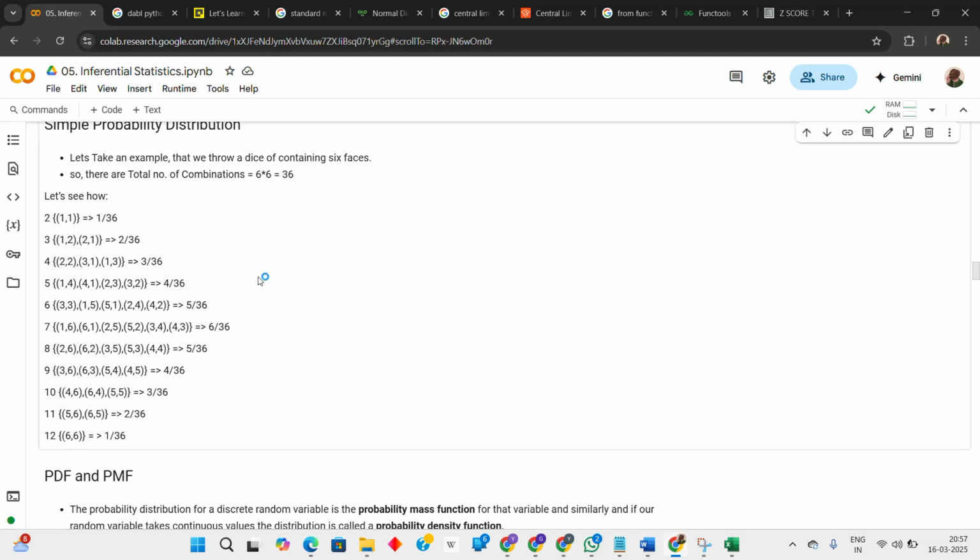I mean to say, if you roll two dice simultaneously, one die may have one, and the other die may also have one. In that use case, we can fix one die on one side and iterate the second die. In this way we will have 6 into 6, 36 combinations. And the probabilities are like this: if you want to get sum as 2, then the probability is 1 by 36. If we get sum as 3, there are two possibilities, so 2 by 36.